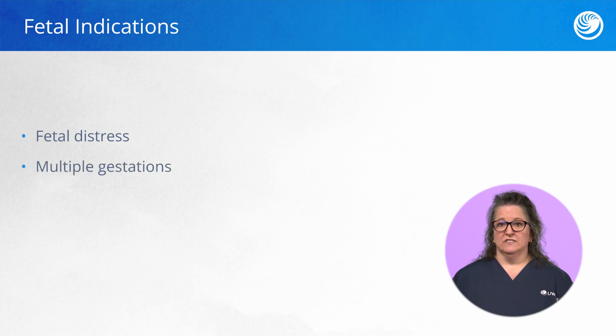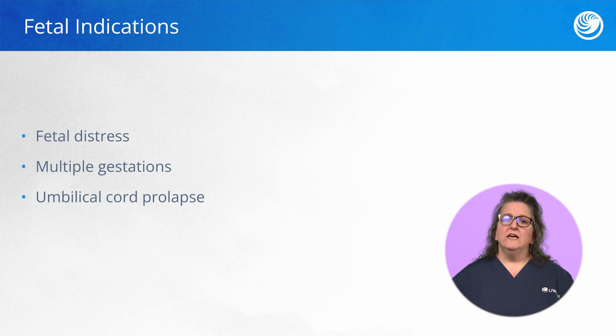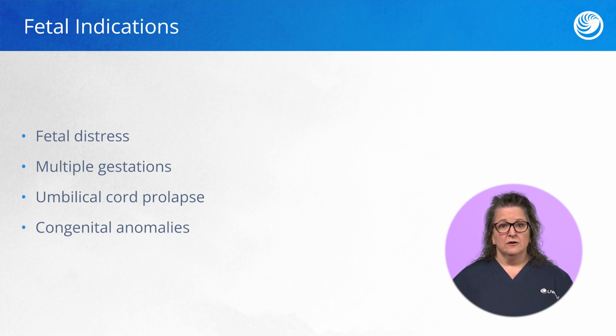Multiple gestations, twins or triplets or more, to potentially avoid complications associated with multiple gestations. Umbilical cord prolapse, when the umbilical cord presents before the uterus. When this happens, there is a risk that the oxygen supply for the fetus will be affected or stopped if the cord is compressed during a vaginal delivery. Congenital anomalies, like hydrocephalus, defects with the abdominal wall, or spina bifida.